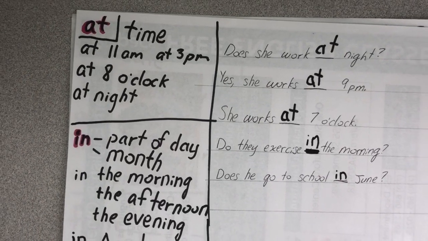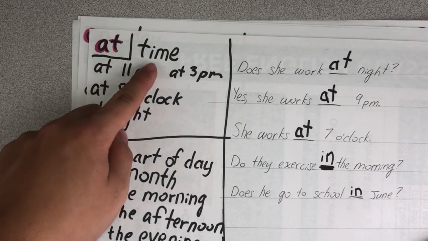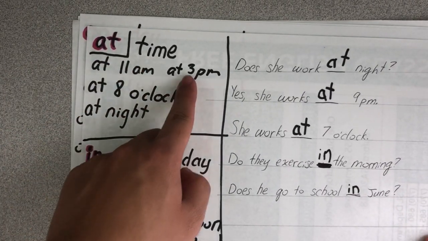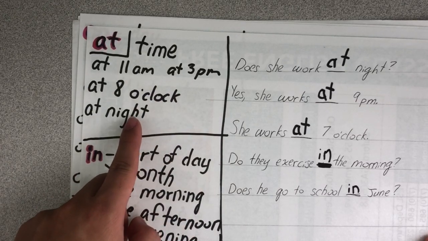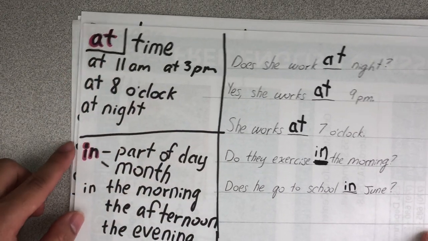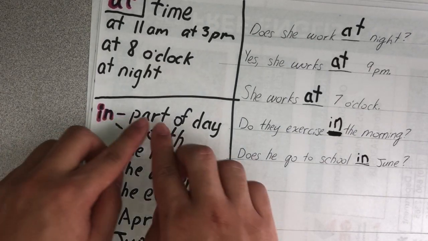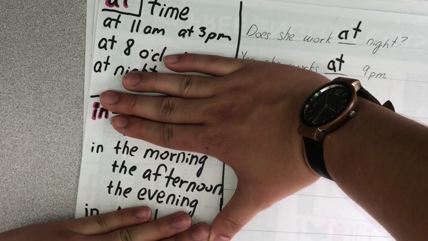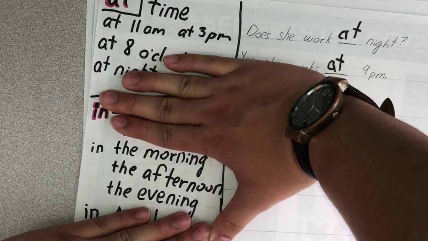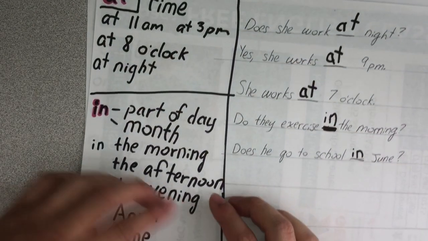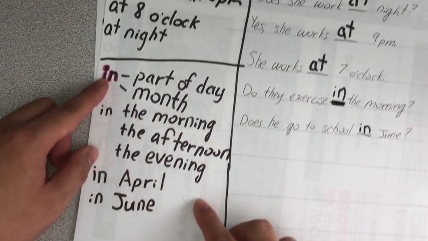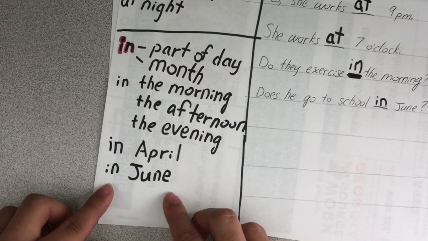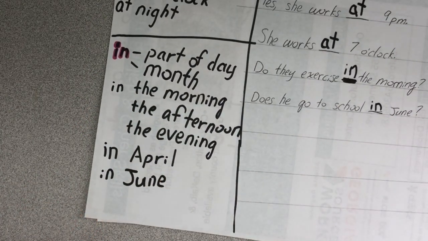So remember, at is for time. If there's a number or the word night, we use at. In is for the part of the day. So in the morning, in the afternoon, in the evening. We also use in for months. So in April, in June, in January, in September.